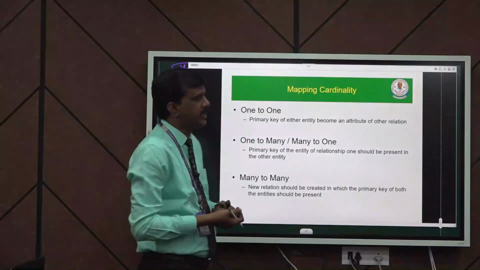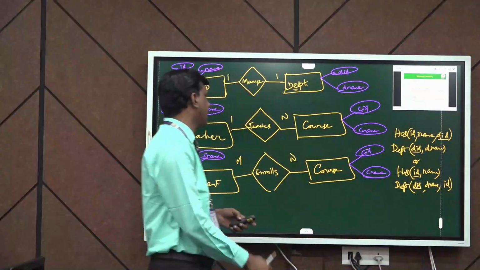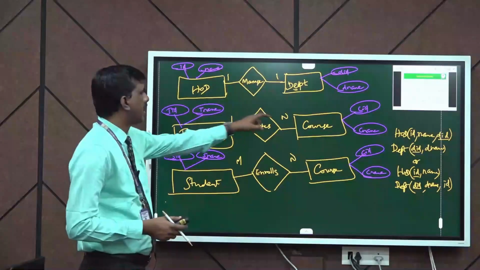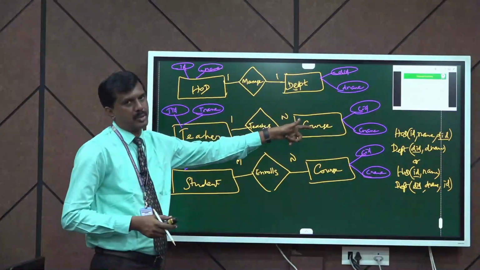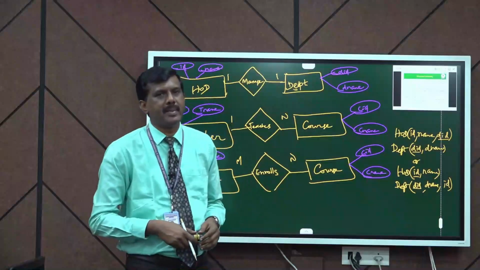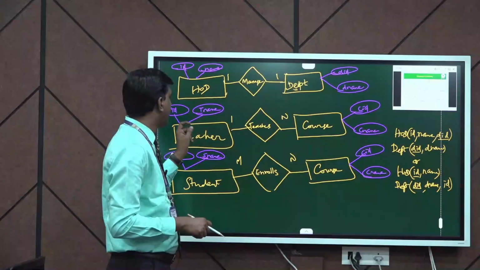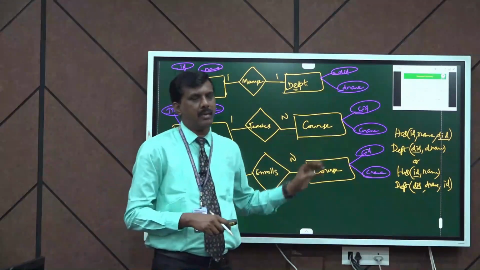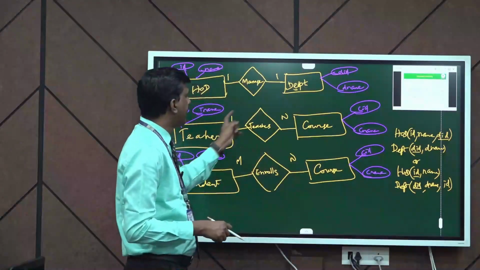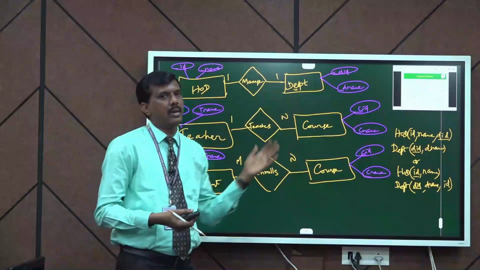Let us discuss an example for that. Consider another example: the teacher teaches course. Courses may be various subjects, for example database management system, operating system, computer networks, and similar ones. One teacher may teach many courses, one teacher handling many different courses. So it is 1 to n. In this particular ER diagram, how do we convert this into a relational model?